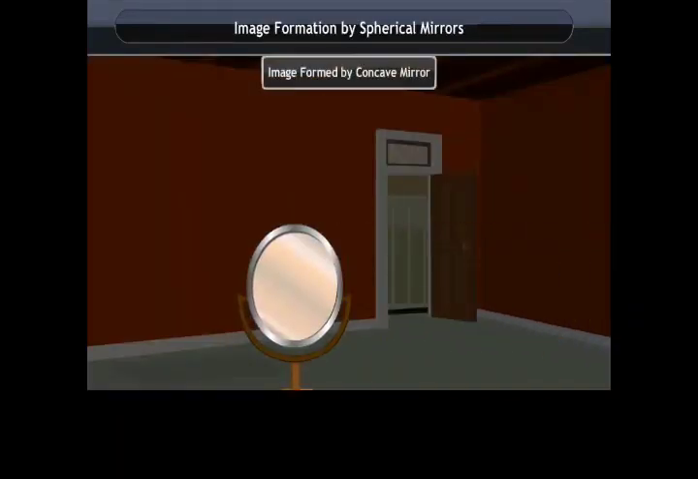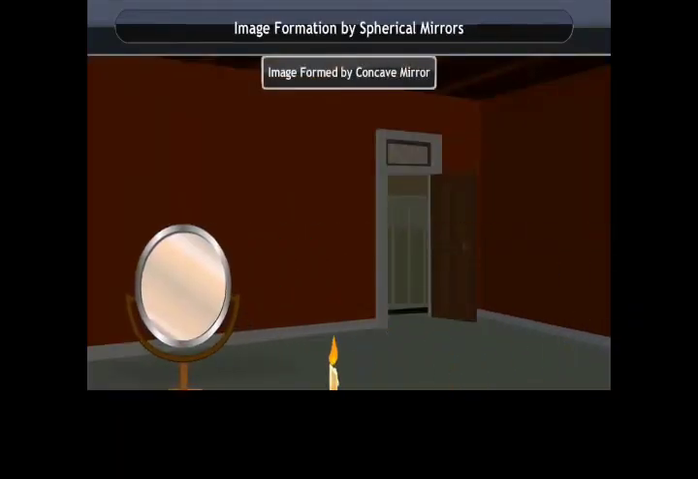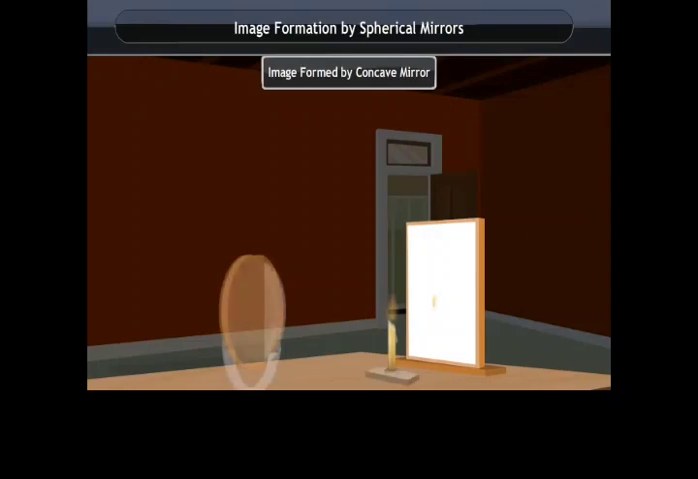Image formed by concave mirror. Let us do an activity to better understand the image formation by concave mirror. Place a candle in front of a white sheet and put the candle in such a way that it is far off the concave mirror. What do you observe? Now start moving the candle towards the mirror and place the candle very close to the concave mirror. What do you observe?